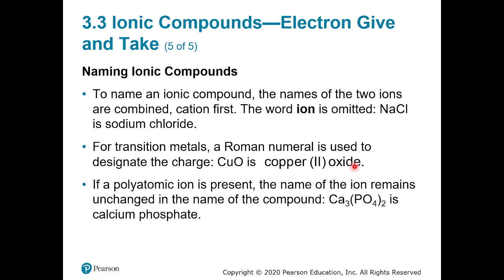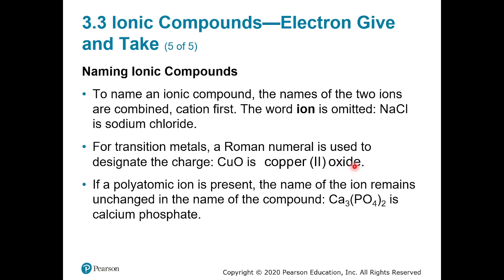All right. So for transition metals, we actually have to add one extra thing. We have to add a Roman numeral. This is going to be used to tell us what charge it is. And that's because when we get into the transition metals, they don't have just one charge. They have multiple charge states that are possible.